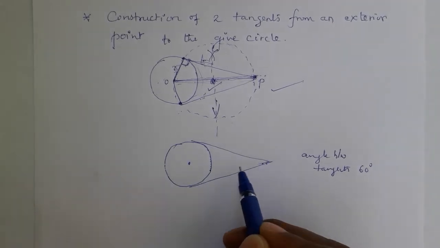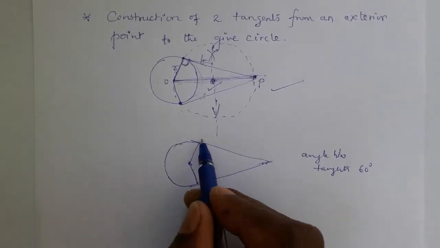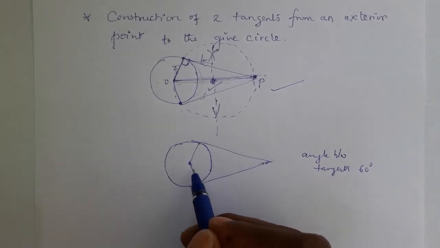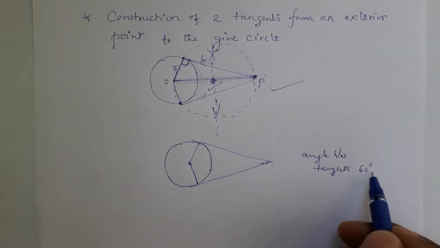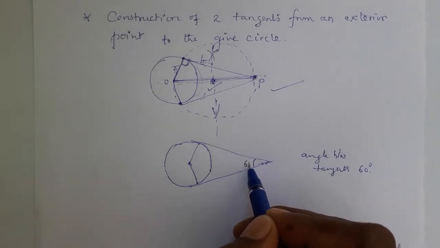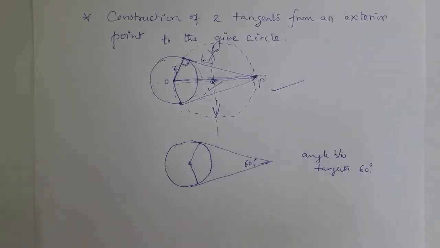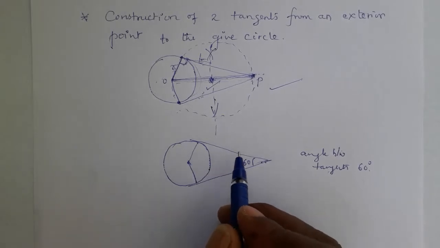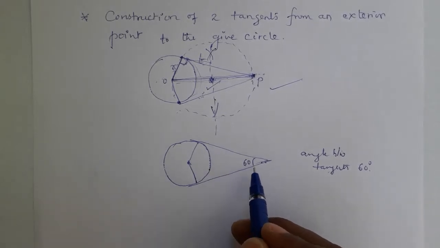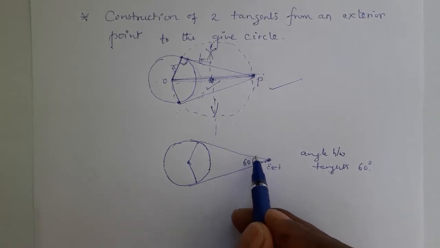First you draw a rough diagram: a circle, two tangents and the two radii. They are saying the angle between the two tangents is 60 degrees. We cannot construct this 60 degrees first, because if the exterior point position is unknown, it is difficult to construct the 60 degrees.